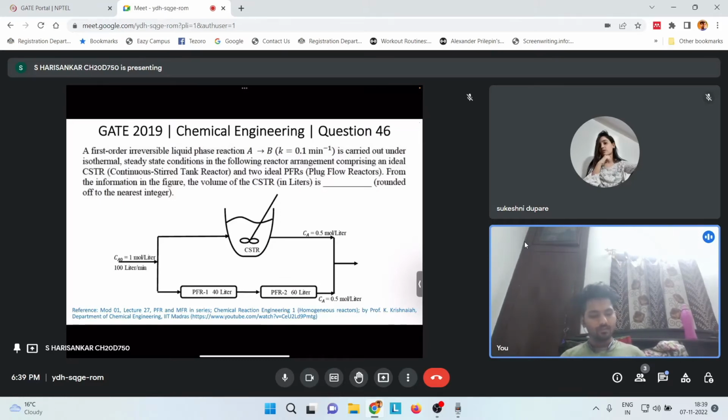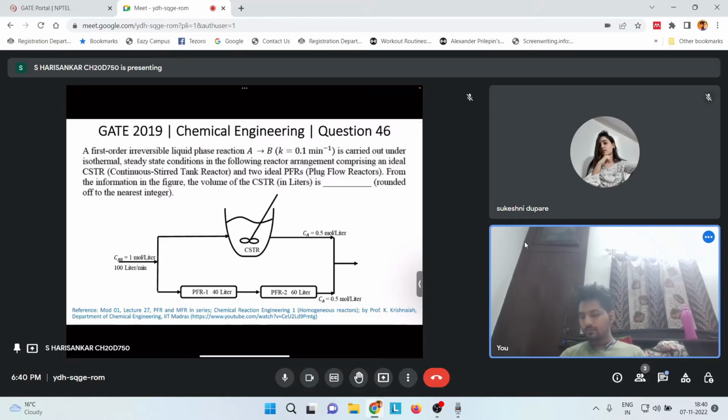So this is the figure given. We can see that there is a stream of CA0 or CA which is divided into two streams, one going into CSTR and the other going into a series of PFRs, and we are asked to find the volume of the CSTR in liters. So this is a question from combination of reactors, and we can get the reference NPTEL series in module 1 lecture 27 PFR and MFR in series, Chemical Reaction Engineering 1, Homogeneous Reactors by Professor K. Krishnaiah, Department of Chemical Engineering, IIT Madras.